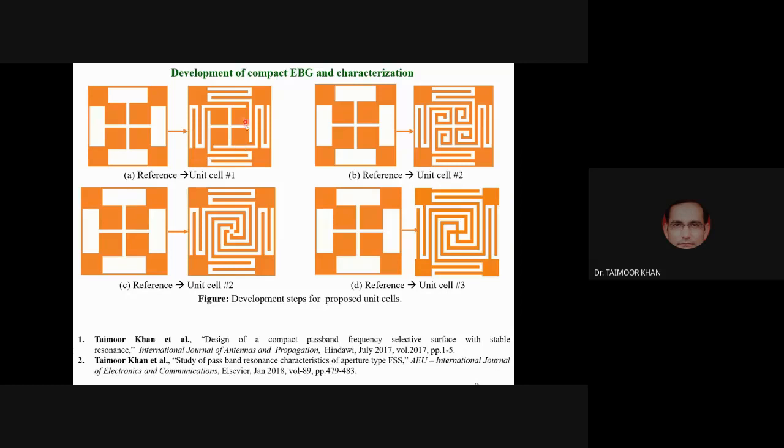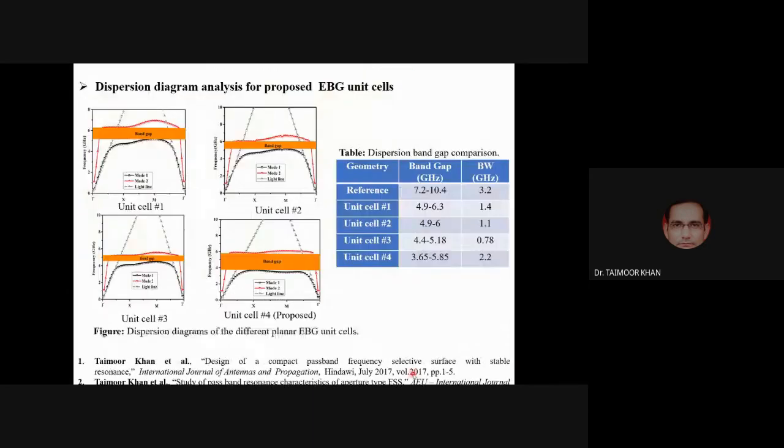Here this unit cell is in compact form compared to this unit cell. This unit cell is also in compact form compared to this unit cell. This is also in compact form of this one. And finally unit cell 3 is also compact compared to this one. The detailed analysis of these EBG unit cells you can find in these two reference papers, which are our own published work on this EBG, a detailed analysis of this EBG structure for stable resonance.